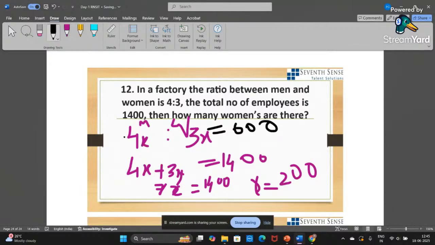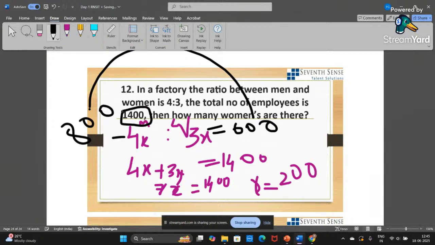Right? When you substitute for men, it will be 800. To cross verify your answer, just add these two. By adding 800 plus 600, you have to get 1400. If you're getting 1400, then what you got is right. So there are 600 women and 800 men in the factory. Got it? Okay.